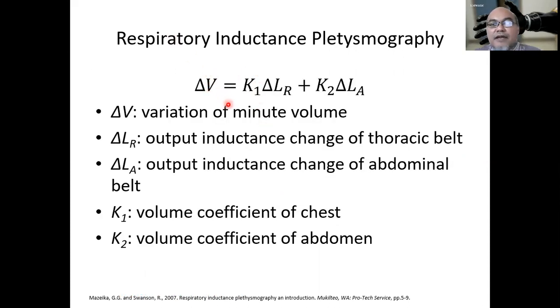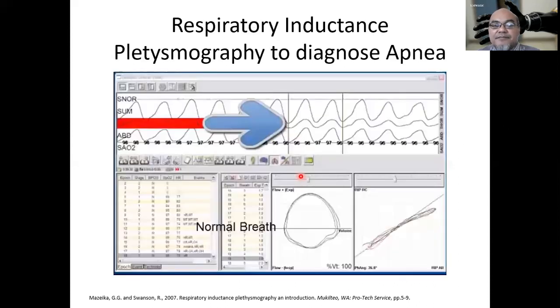Then the variation of unit volume, delta V, is calculated as equal to K1 times delta LR plus K2 times delta LA. Delta LR is the output inductance change of the thoracic belt surrounding the chest. Delta LA is the output inductance change of the abdominal belt surrounding the stomach. K1 is the volume coefficient for the chest, K2 is the volume coefficient of the abdomen.